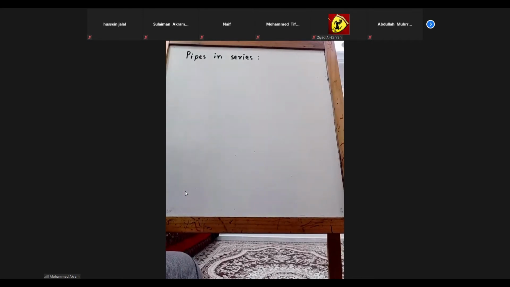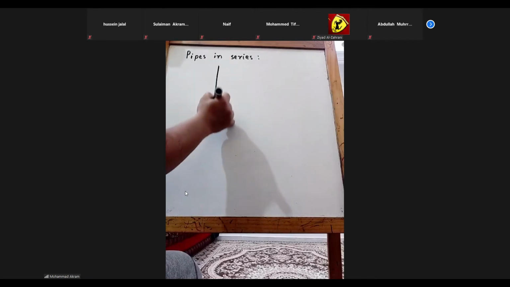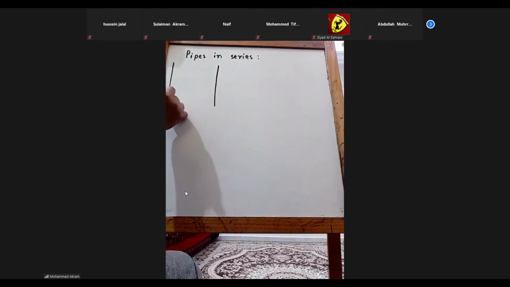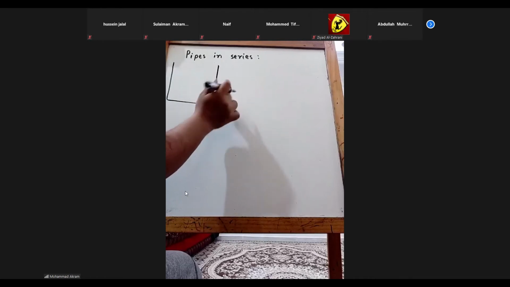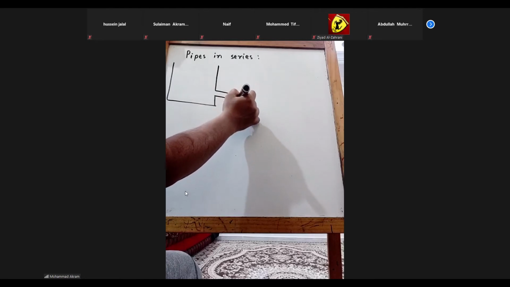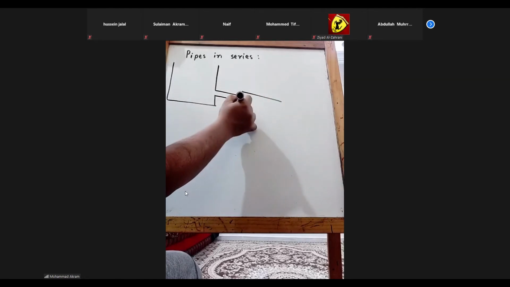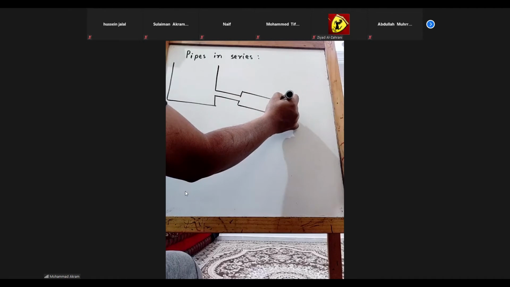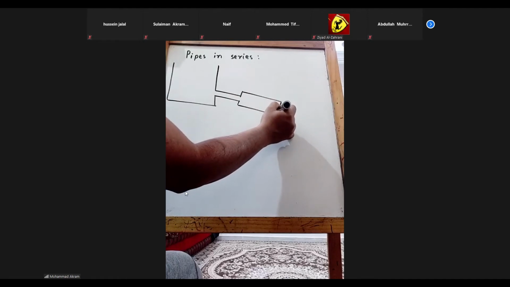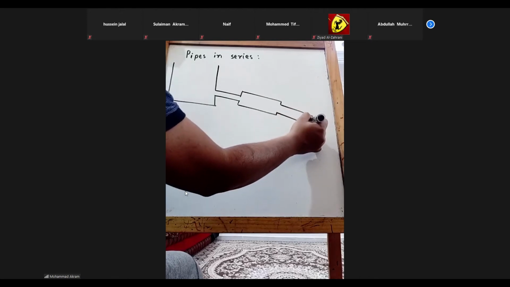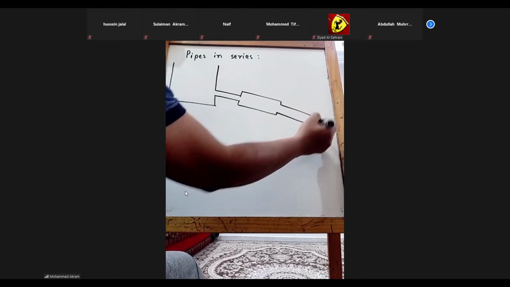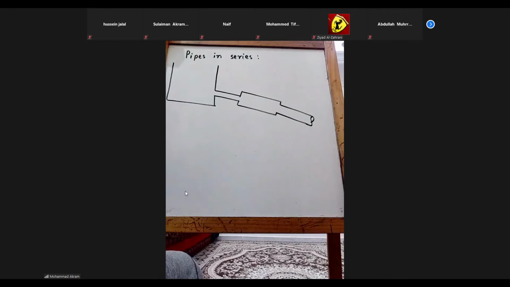Now say what pipes in series. For example, if I have a tank and from this tank we have say 3 different pipes we have. Okay.